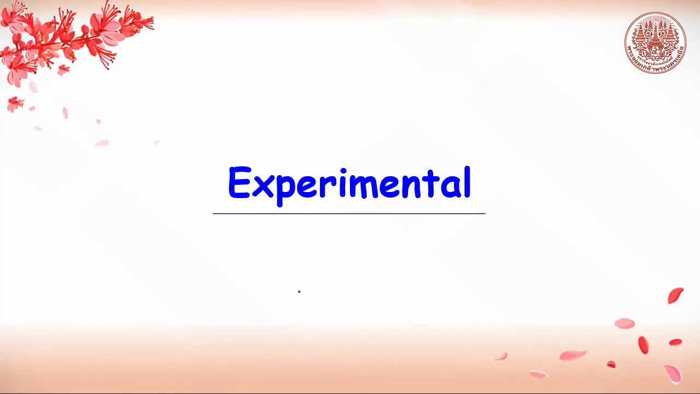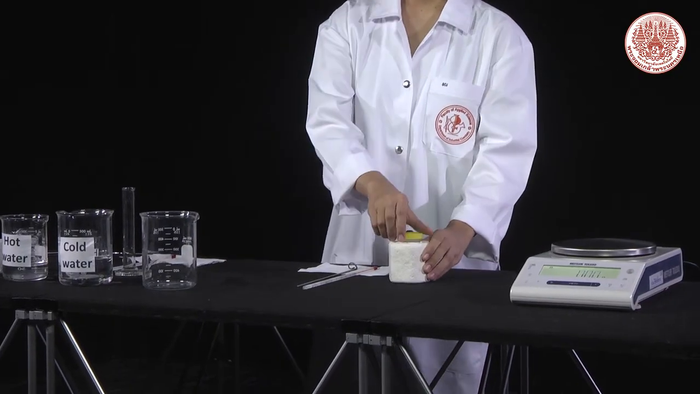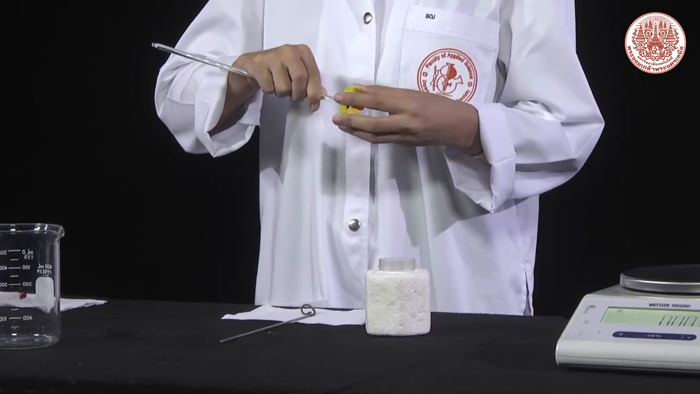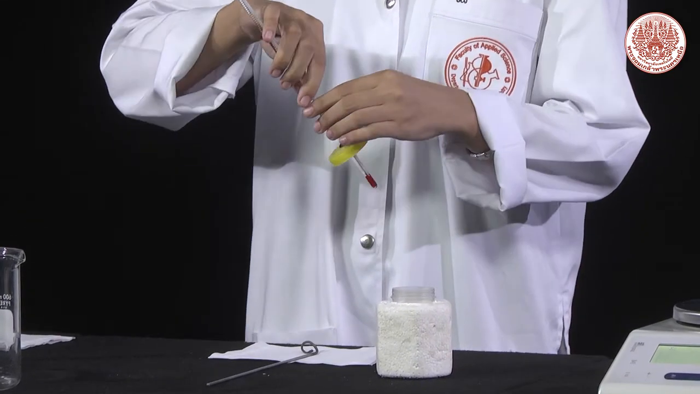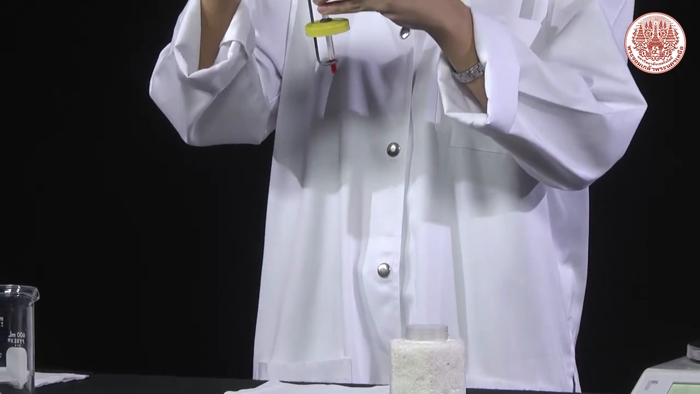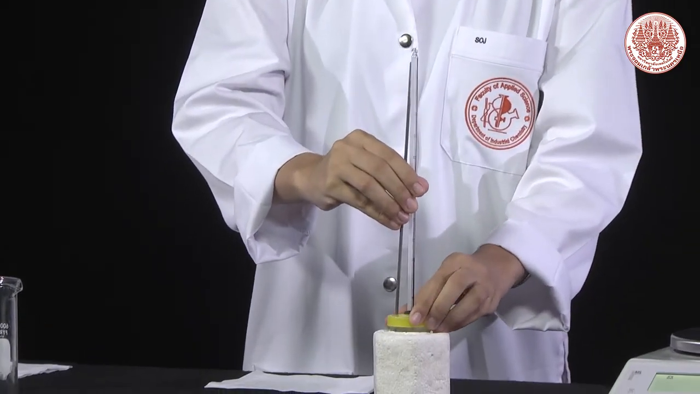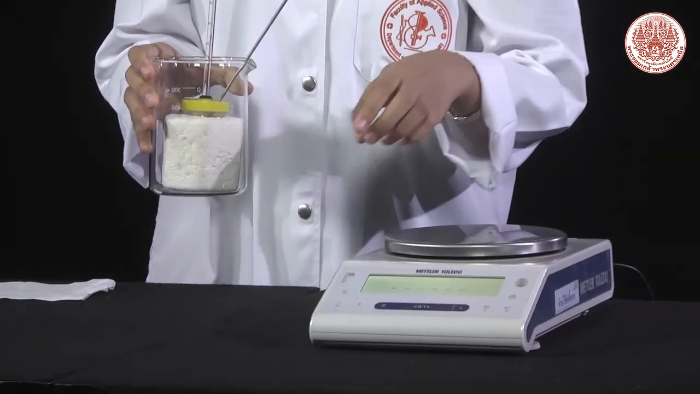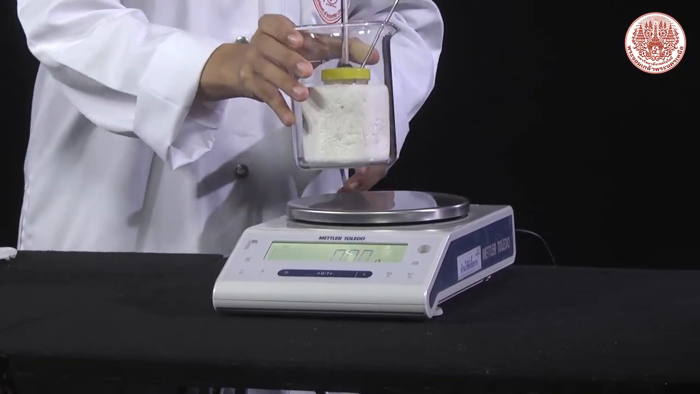Experimental. First, install a calorimeter set by opening the calorimeter cap, then insert thermometer and stirring rod. Close the cap, then place calorimeter in 400 ml beaker. Weigh calorimeter and record.